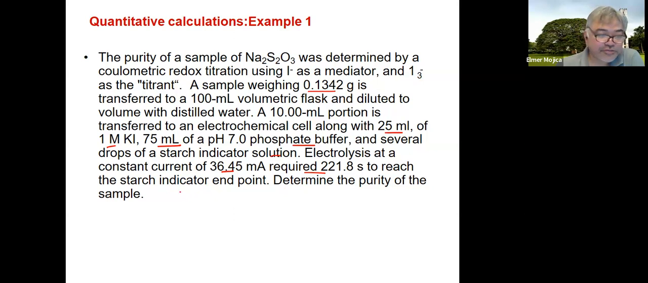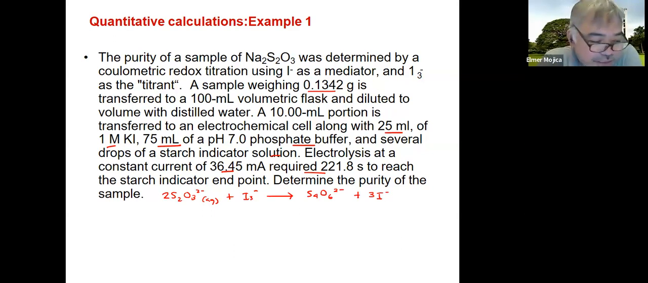So what's the first thing that we're going to do? We're going to determine the reaction. So you have this reaction, triiodide producing S4O6 2-. Now the question is, how many electrons do you need to oxidize this to this? Anyone? What is the n? It's only one.